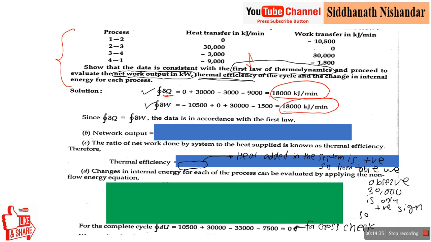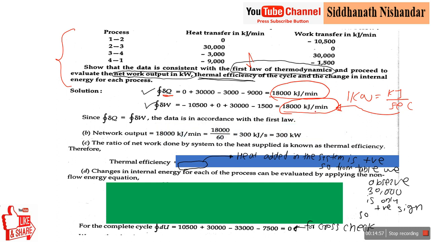Then proceed to evaluate the net work output in kilowatt. The net output is 18,000 kilojoule per minute, but they ask in kilowatt. We know that 1 kilowatt is equal to 1 kilojoule per second. Now our work done is in kilojoule per minute, so simply divide by 60. That converts 1 minute to 60 seconds, and then we get the net output in kilowatt.